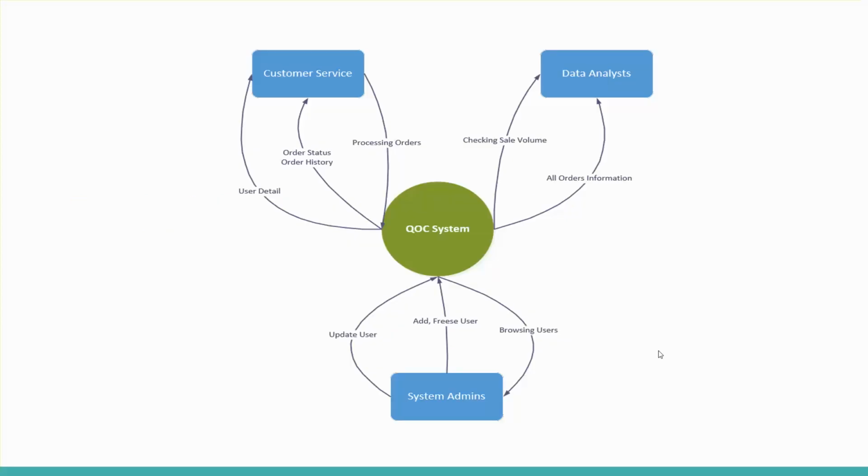Here is a graph for the QOC system. Through this graph, we can see it works for customer service, data analysis, and system admins. All of them can visit the QOC system to check the order status, to do the analysis for previous orders, and to get all the information through the order system.